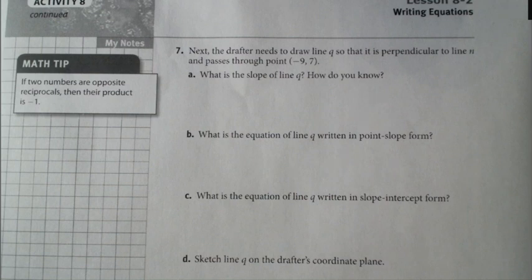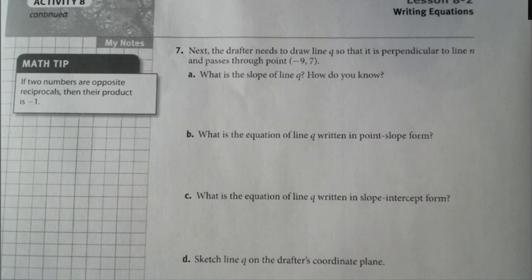Right, on the previous slide, you would have seen this math tip that says if two numbers are opposite reciprocals, then the product is -1. Here in the sixth section of lesson 8-2, we're going to cover questions 7 and 8.